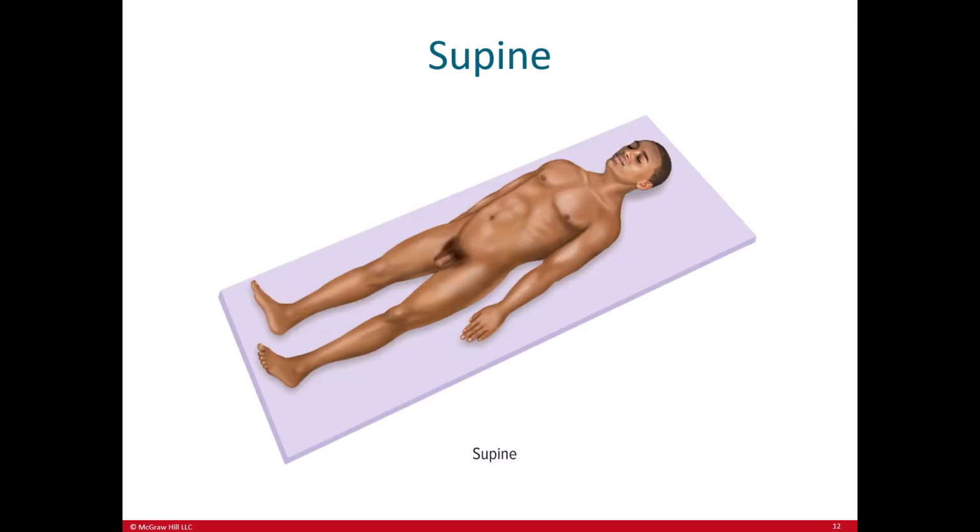Here we have supine, and we're going to also talk about prone, which is the opposite. Remember, we're doing these in pairs. So supine is when the patient is laying on their back facing upwards. We'll also learn about a motion called supination, and that is the same type of thing where it's moving upwards, but it's a motion. We'll get to that later.